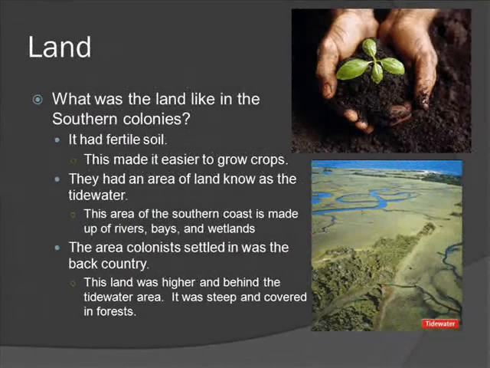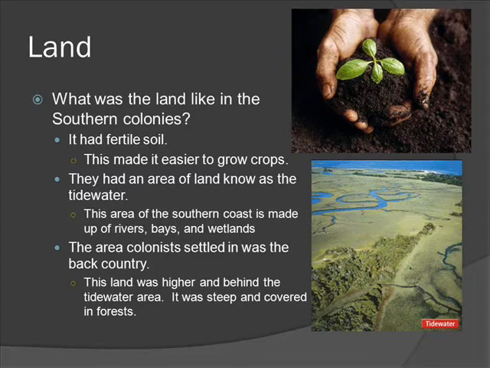Okay, let's finish up by talking about the southern colonies and the land there. They also had fertile soil, lots of nutrients there, so it made it easy to grow crops in the southern colonies. They also had an area of land known as the Tidewater. This is an area of the southern coast that was made up of, or still is made up of, rivers, bays, wetlands, streams. It's wonderful for traveling and trading.